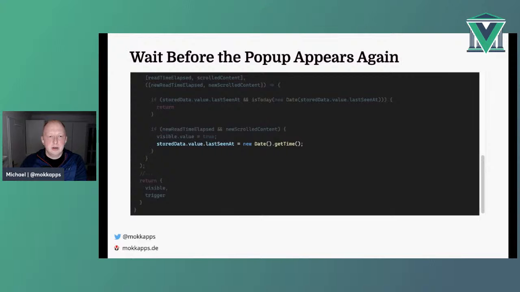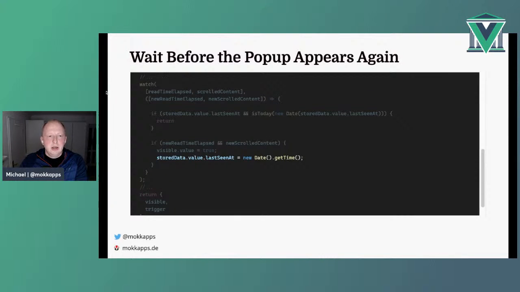So now we are inside our watcher, and we are inside the code where we trigger the visibility. And if the pop-up is triggered visible, we store the last seen at timestamp by using new Date().getTime().